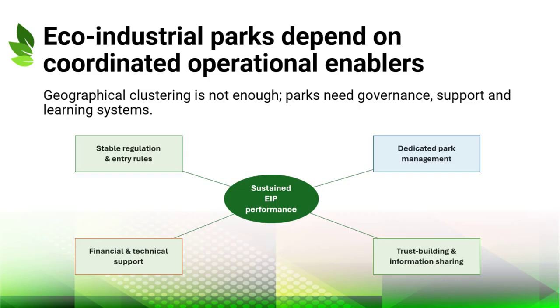The chapter identifies strong and stable regulation, clear entry rules, dedicated park management, financial and technical support, and trust-building mechanisms as essential factors. Regulations and entry standards encourage energy savings, emission reductions, and eco-efficiency. Park management coordinates symbiotic exchanges, monitors performance, and engages stakeholders. Financial and technical support helps firms invest in cleaner production, shared infrastructure, and process upgrades. Trust building and information sharing create the social conditions required for inter-firm collaboration.